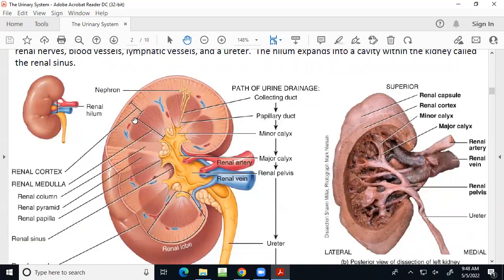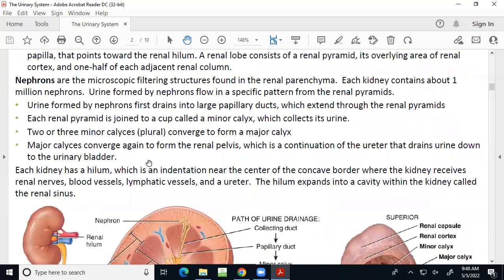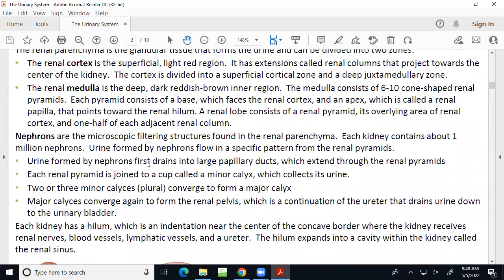Okay, so this would be the base, and then down here, where it comes to a point, would be the renal papilla, which you can see is labeled in this image right there. Okay, we'll talk about the renal hilum here in just a second.